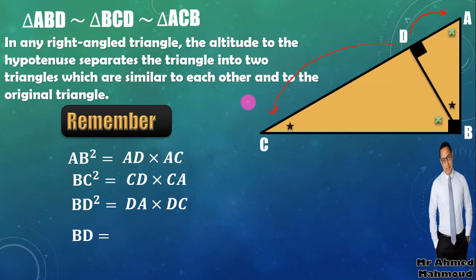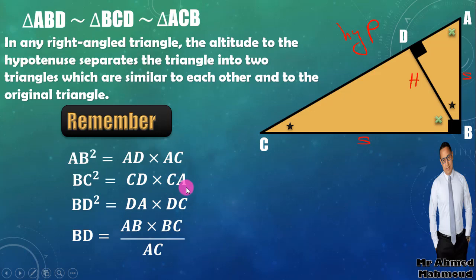And BD equals AB times BC over AC, or the height equals side times side over the hypotenuse. Again, height equals side times side over hypotenuse. So it will be like this: BD equals AB times BC over AC. Don't forget, height equals side times side over hypotenuse. This is the Pythagorean theorem, Euclidean theorem, as we studied in the second prep.